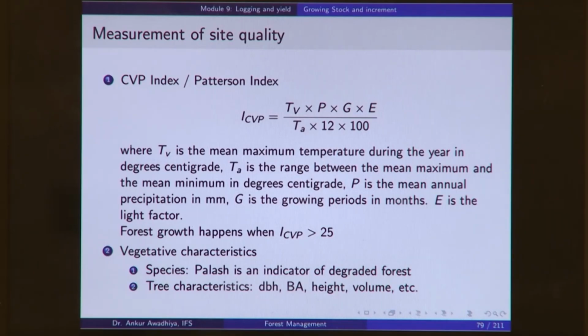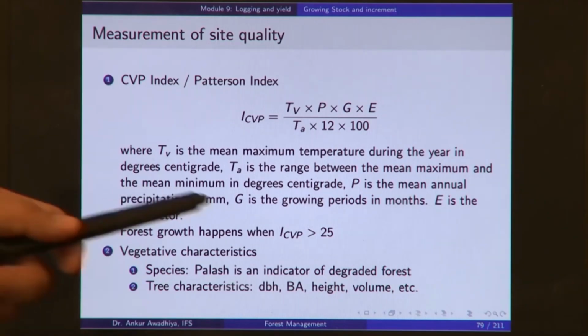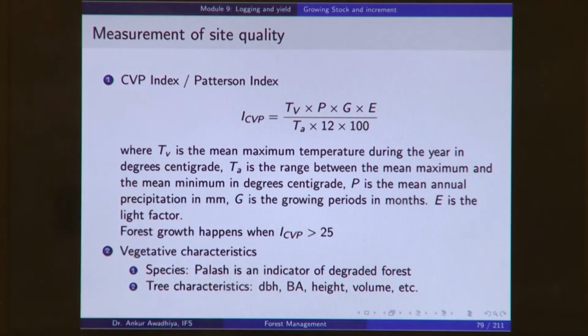It talks about the availability of light. So, more is the availability of light, more is the CVP index, and it also talks about the range of temperature. So, if the range of temperature is less, then the CVP index will be high. So, essentially if a site is having roughly the same temperature in every month, then the CVP index will be high, as against a site that is showing a very great amount of variation. Now, forest growth is possible only when the CVP index is greater than 25.